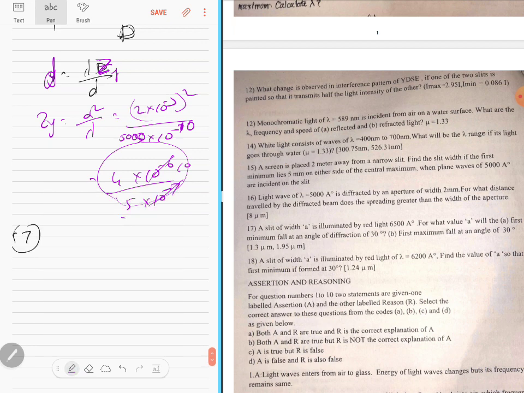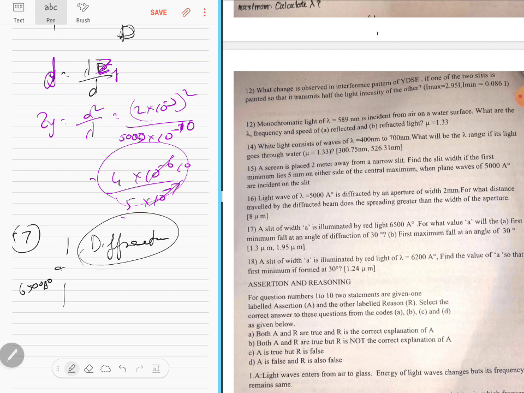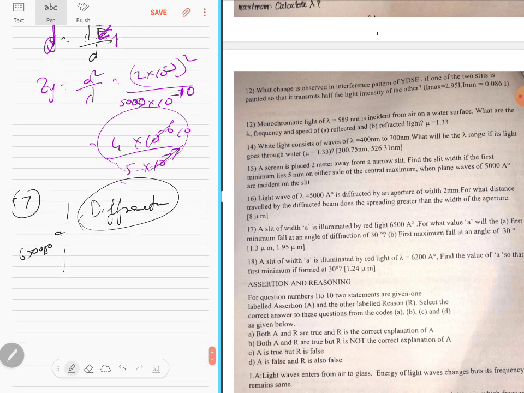Okay, so 17th question. A slit of width A is illuminated by a red light of 6500 Angstrom. For what value of A will the first minimum fall at an angle of diffraction 30 degrees? First maximum falls at an angle of 30 degrees. As I read the question, I understand it's a question about diffraction, because the minimum falls at an angle of 30 degrees. Minima condition for diffraction, because there's only one slit.